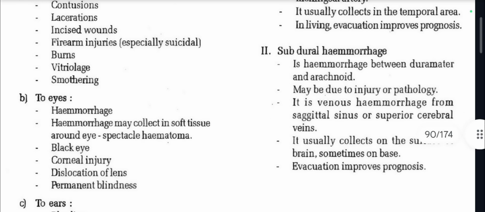Now, what are subdural hemorrhage? It is the hemorrhage between dura mater and the arachnoid mater below it. It may be due to injury or pathology. It is venous hemorrhage from sagittal sinus or superior cerebral veins. So here we have sagittal sinus or superior cerebral veins, and it usually collects on the surface of the brain, sometimes on the base. Evacuation improves the prognosis.